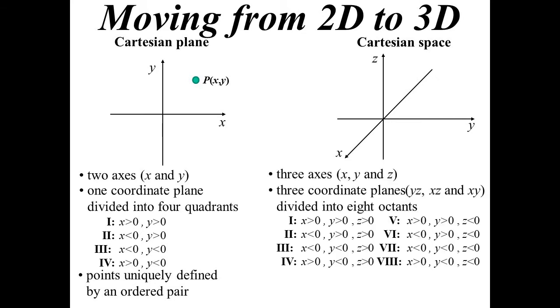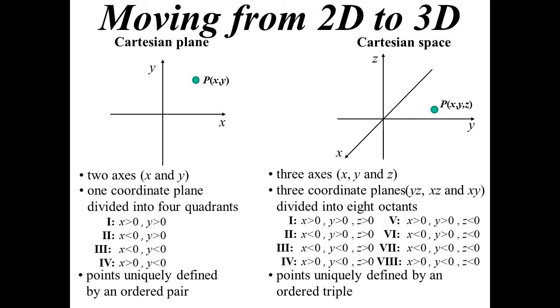3 coordinate planes, so there's our xy that we're used to seeing, but there's now also a yz plane and an xz plane. It'll divide the space into 8 octants, the equivalent of quadrants. And there's all the definitions there for which octant is which. So the first 4 is when z's positive, the second 4 is when z's negative. A single point is now defined by an ordered triple, and we name the coordinates logically x, y, z. So that's the order that we would go in.